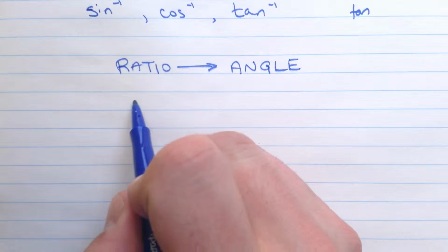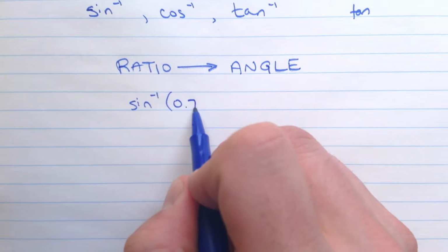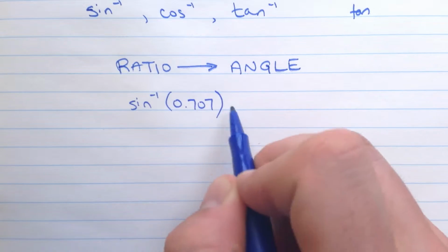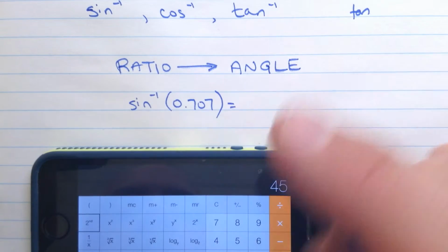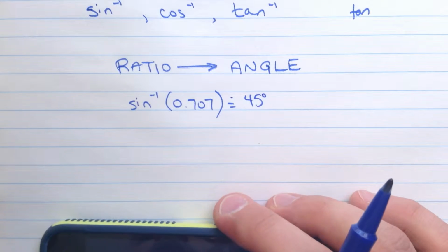Sweet. So if I say sine inverse of, and you can use brackets or not, 0.707 equals, and then you could say it's 45, or it's about equal to 45 degrees, since I did some rounding there. Okay, so that's how this works.